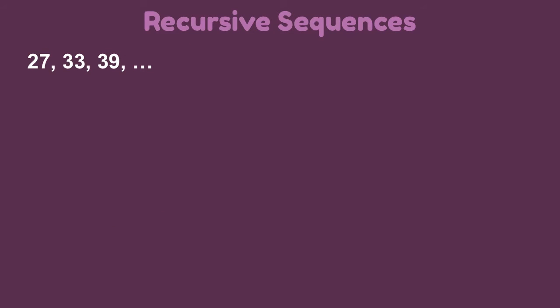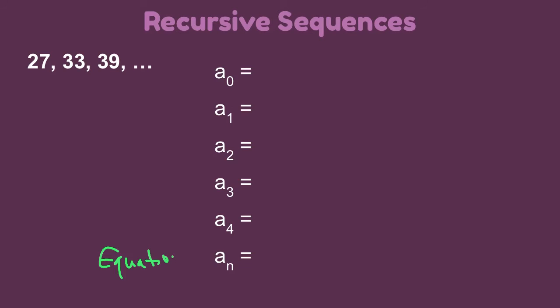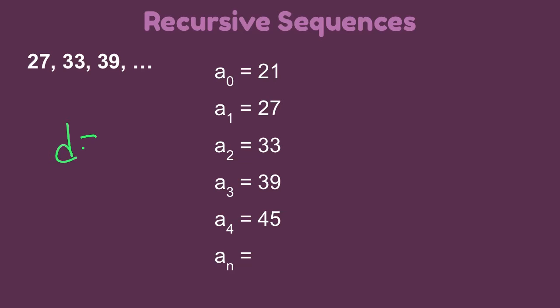Okay, so let's look at another example. 27, 33, 39. We're going to see if we can figure out a sub 0 through a sub 4, and then we're also going to try to write the equation a sub n. If you see a sub n equals, that means you're trying to write the equation. We're given terms 1, 2, and 3, so I filled those in here. A sub 1 is 27, a sub 2 is 33, and a sub 3 is 39. Then to figure out what a sub 0 is, I would have to know what my common difference is. It looks to me like my common difference is 6. It looks like I'm adding 6 every time.